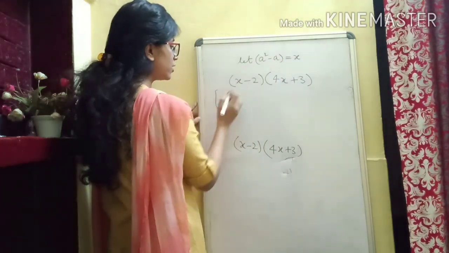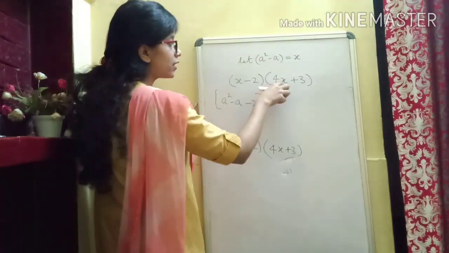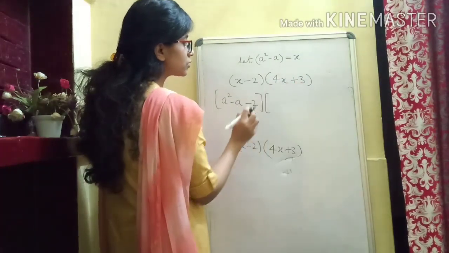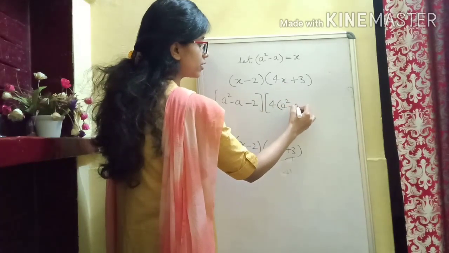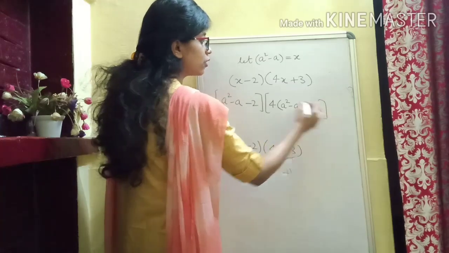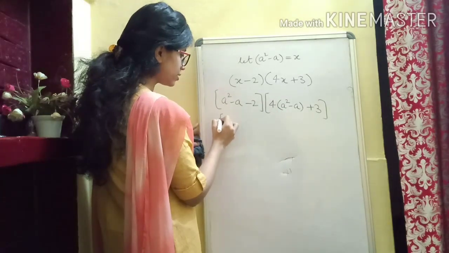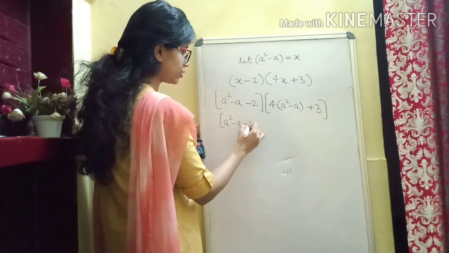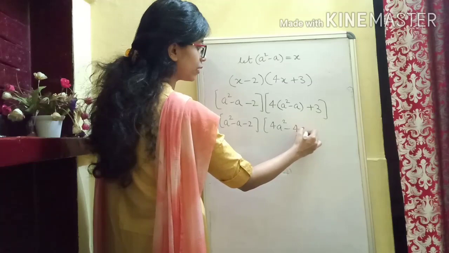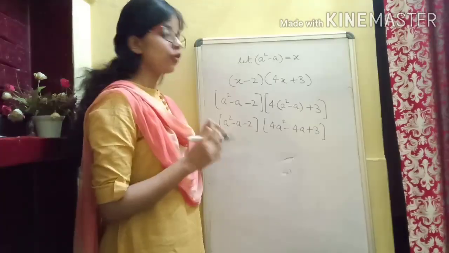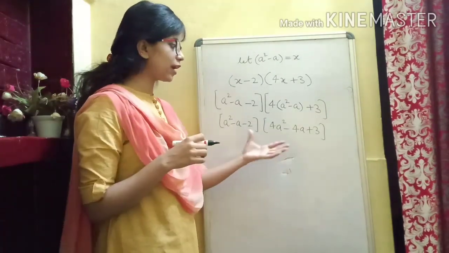At the place of x we write a square minus a, and minus 2 as it is, isn't it? And then we have here 4x plus 3, 4 times x into x. So in bracket we will write it as a square minus a, and plus 3. After that, if I open this bracket and write the other bracket as it is, a square minus a minus 2, and then we have this 4a square minus 4a plus 3. Is it okay? Now we have kept our values in terms of a, and now we are getting this.